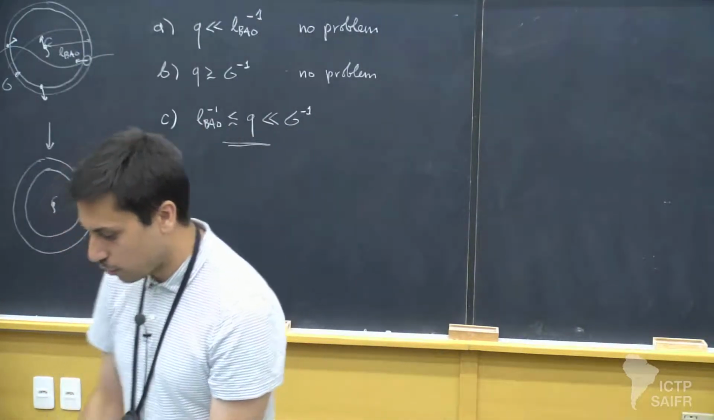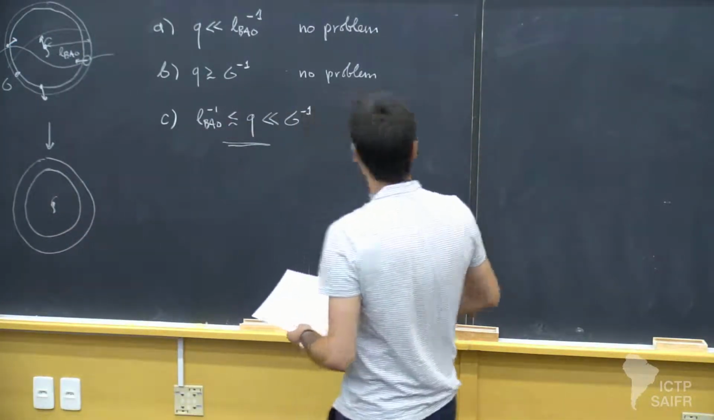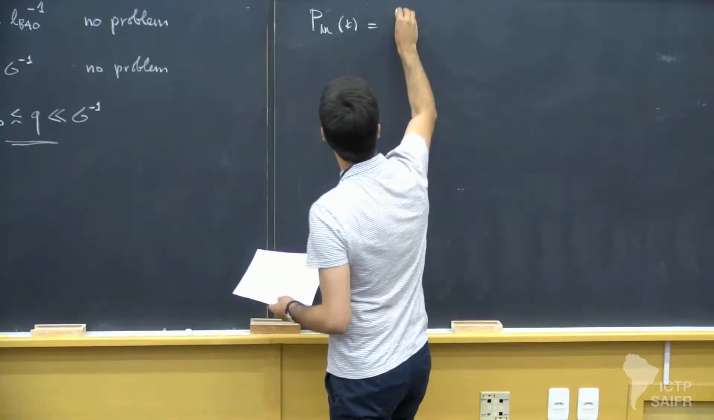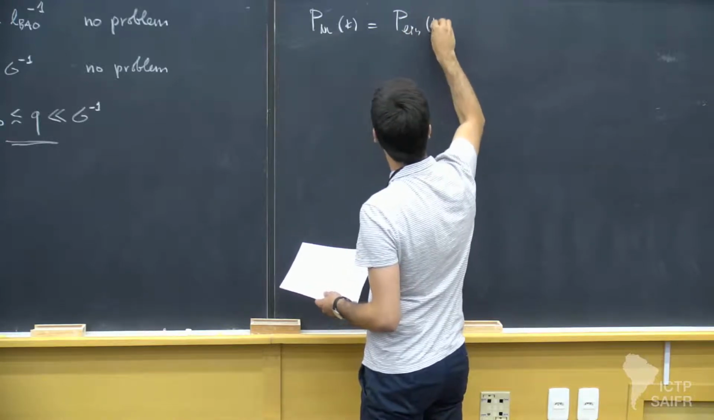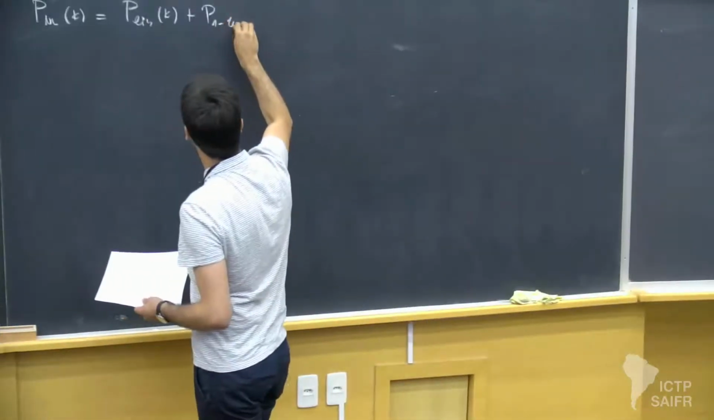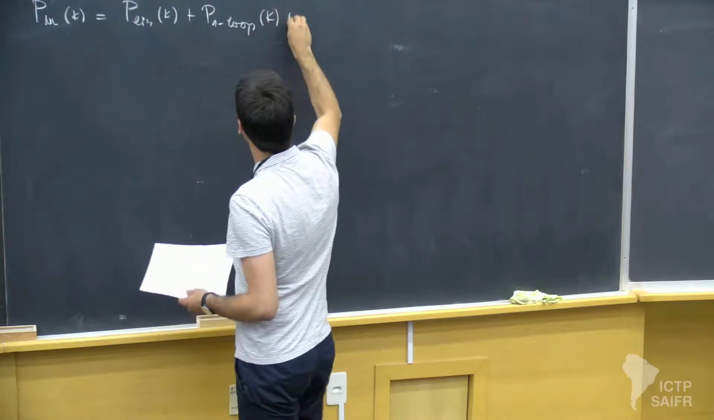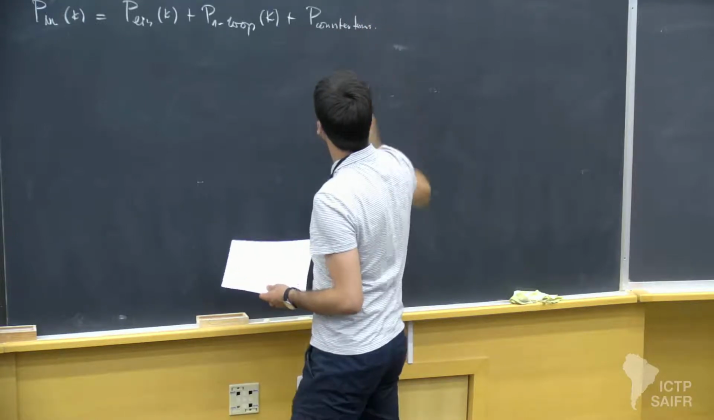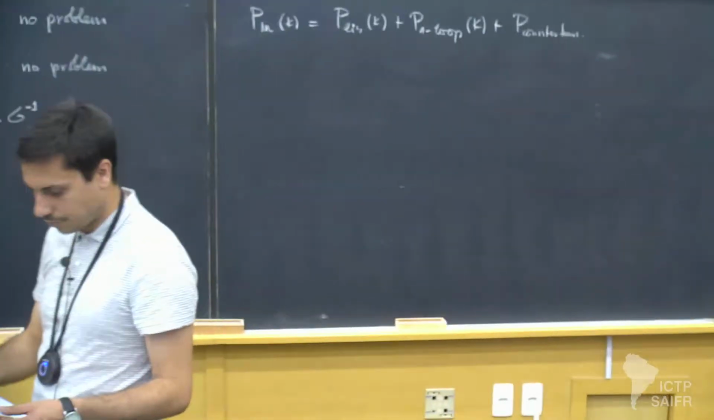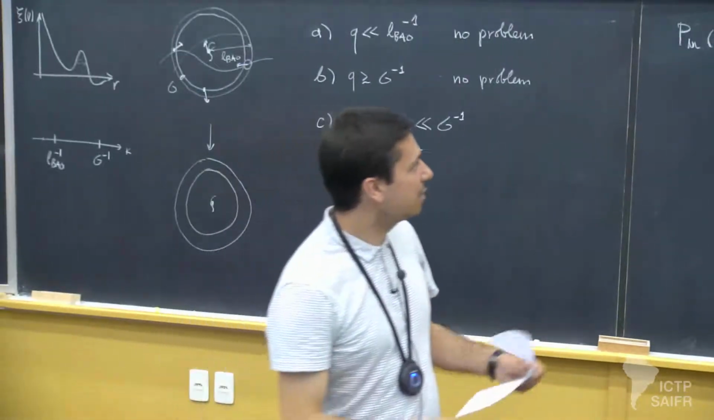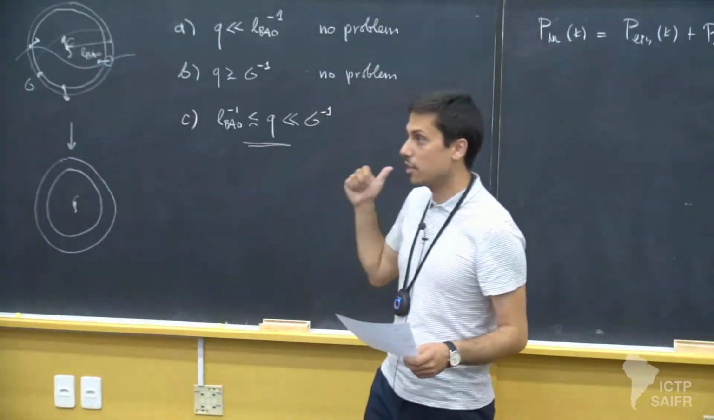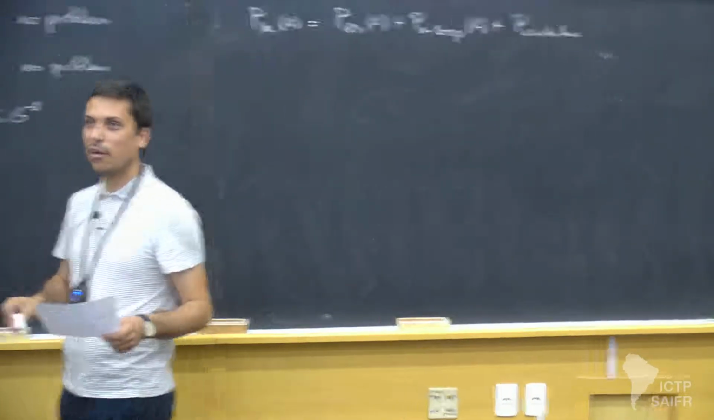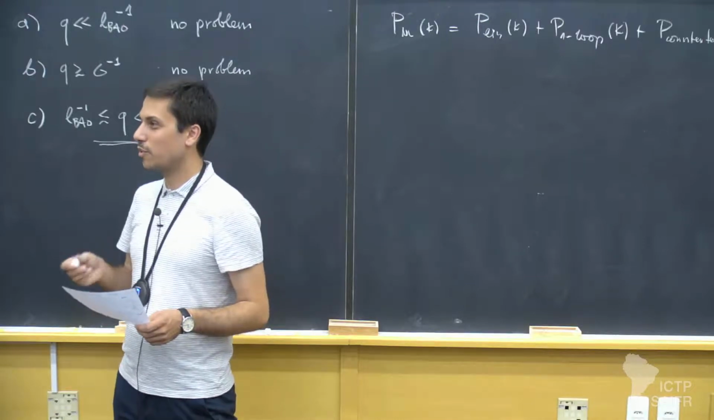Okay, so the logic to derive an improved model. Remember, before, our model for P nonlinear of k was P linear of k plus P one-loop plus P counterterms. That didn't work quite well because in all these calculations we were always treating all these displacements perturbatively. So now let us do a bit better. Let us see how we can do a bit better.